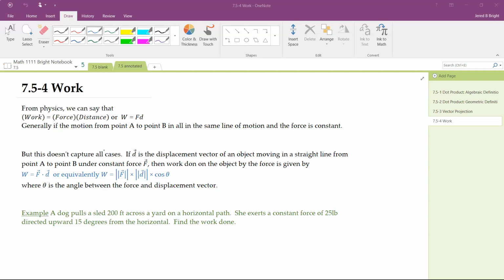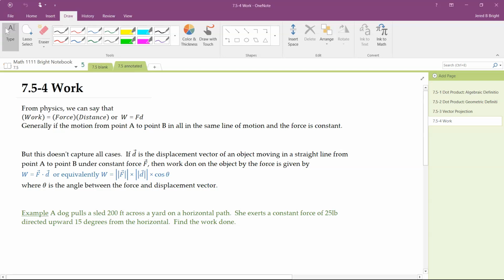Okay, then the work done is given by F dot D. That is the dot product. And we know from our definition of the dot product that F dot D is the same as the product of the magnitudes times cosine of the angle in between. Okay, so there we go.